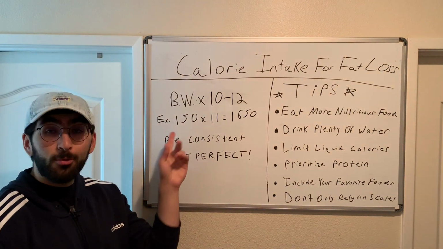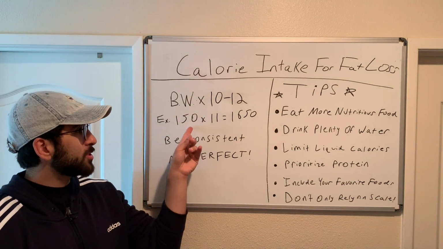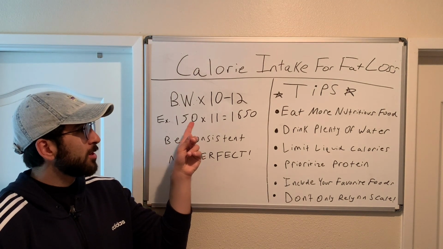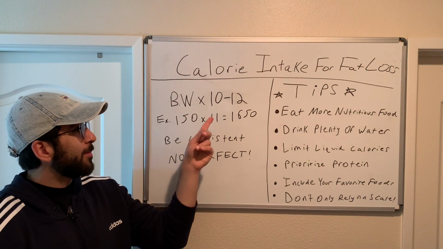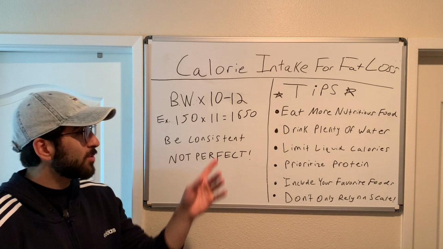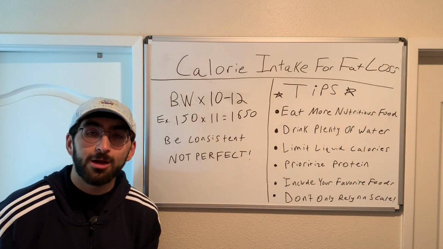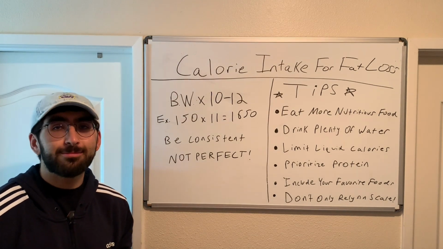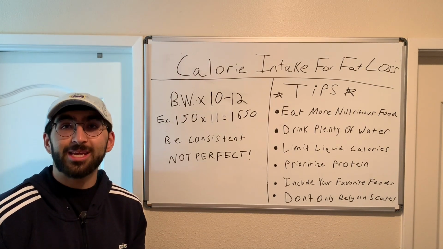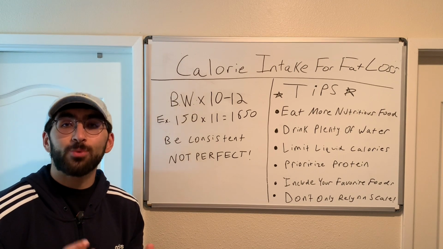So for an example, I have a 150-pound person who wants to lose weight. So they multiply by 11. They're relatively active, so in the middle, that's gonna be 1,650 calories, okay? And just know that this is just an estimation. This is not exact, right? But this is a great start.